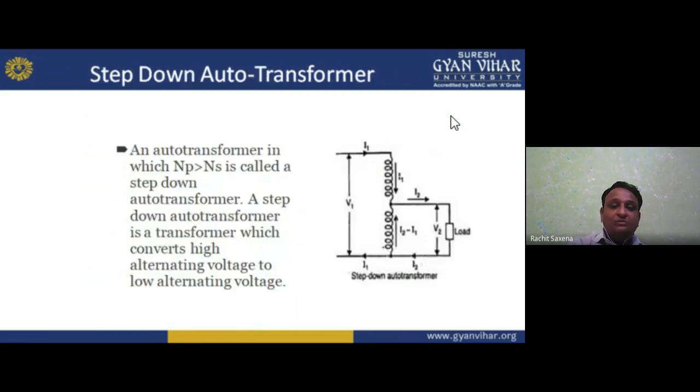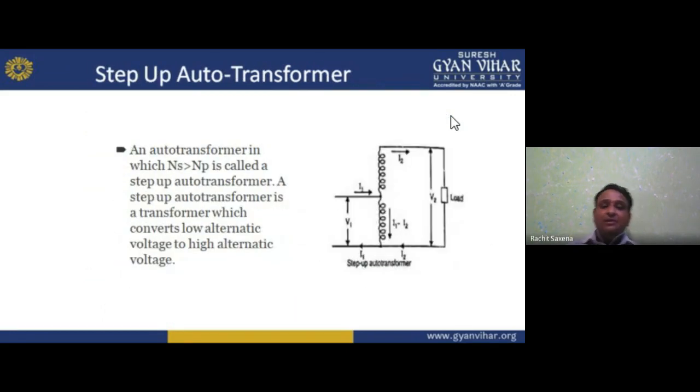So we have two types basically. This is the step up. In step up, we have NS greater than NP, similar to the two winding transformer. In a two winding transformer, if the secondary turns are greater than the primary turns, it behaves like a step up. And if the primary winding turns are greater than the secondary turns, we get the step down.